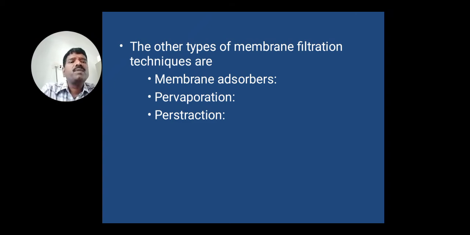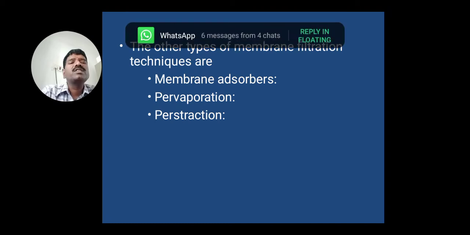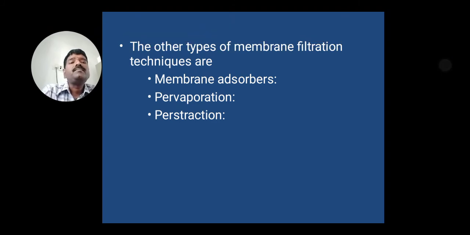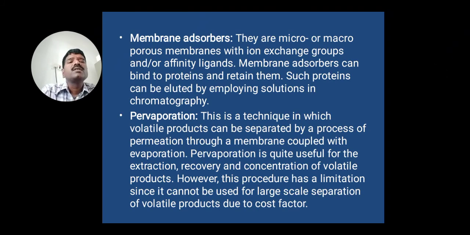The other types of membrane filtration techniques are membrane adsorbers, pervaporation, and perstraction. Membrane adsorbers are micro or macro porous membranes with ion exchange groups and or affinity ligands. Membrane adsorbers can bind to proteins and retain them. Such proteins can be eluted by employing solutions used in chromatography.